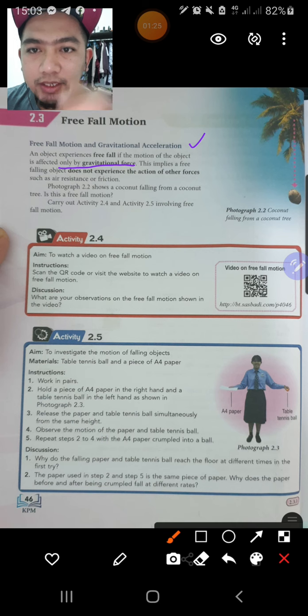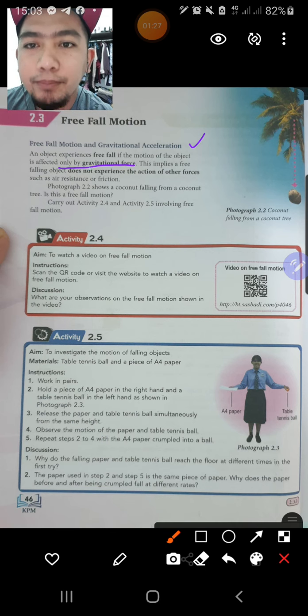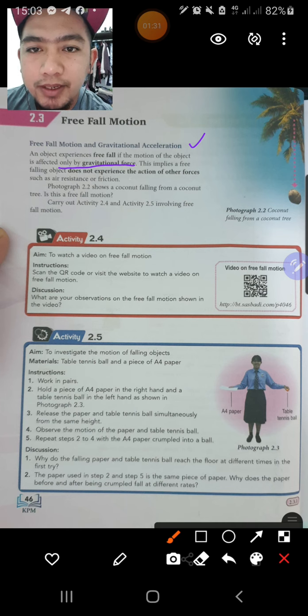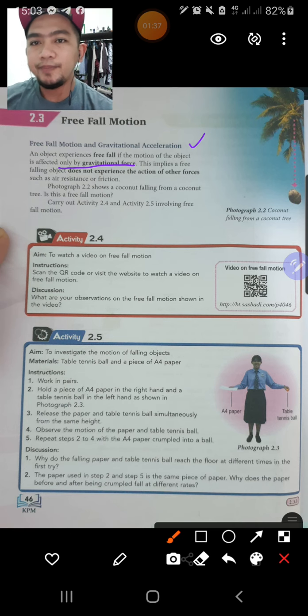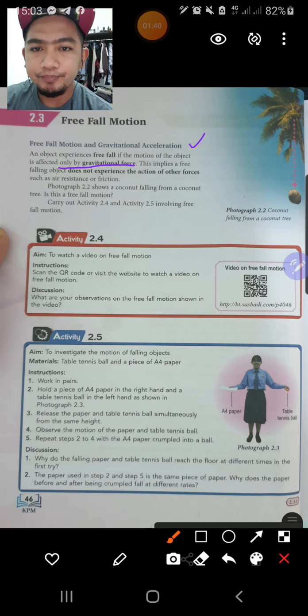Okay, so the key point there: only by gravitational force, without experiencing the action of any other forces such as air resistance or friction. Sometimes a question may ask you what is meant by free fall motion. So this is the answer.